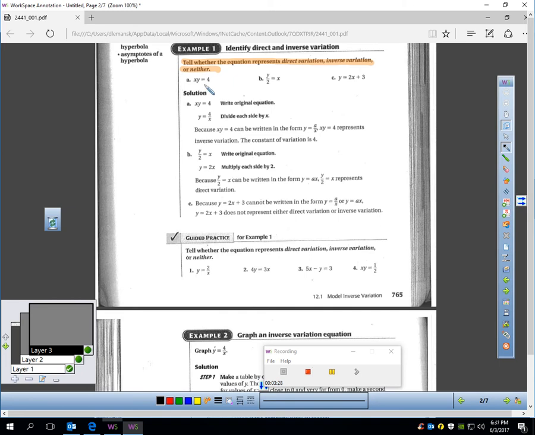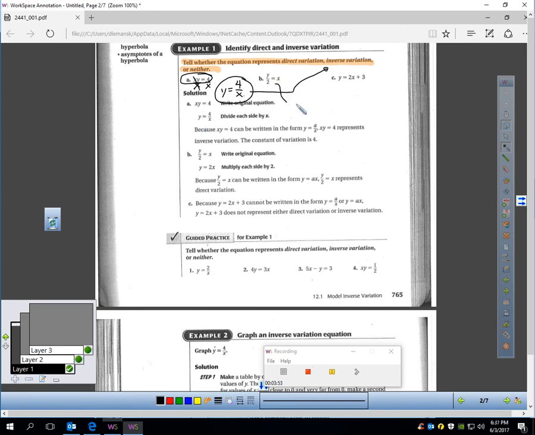So let's do this first one. Let's get y by itself. Let's divide each side of this equation by x. And when I do that, I get y equals 4 over x. Well, does it make sense that that is definitely an inversely varying equation? So this is an inversely varying equation.